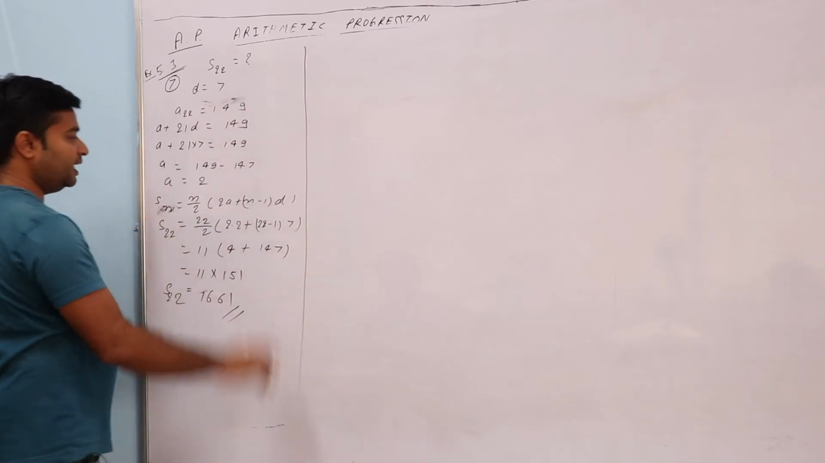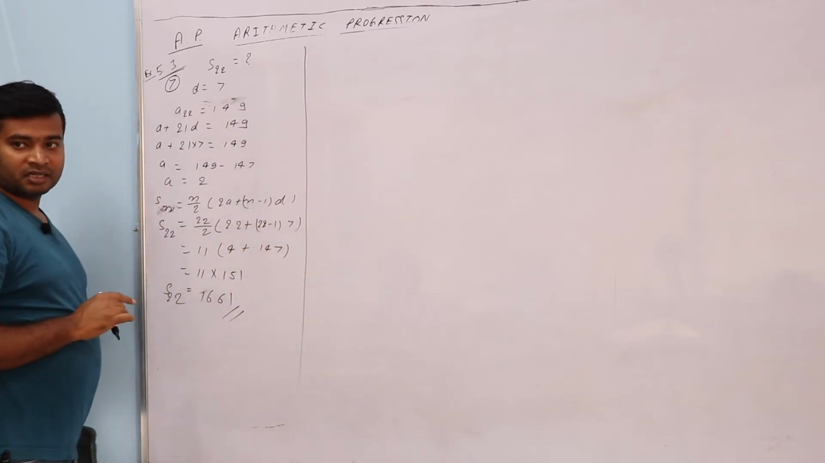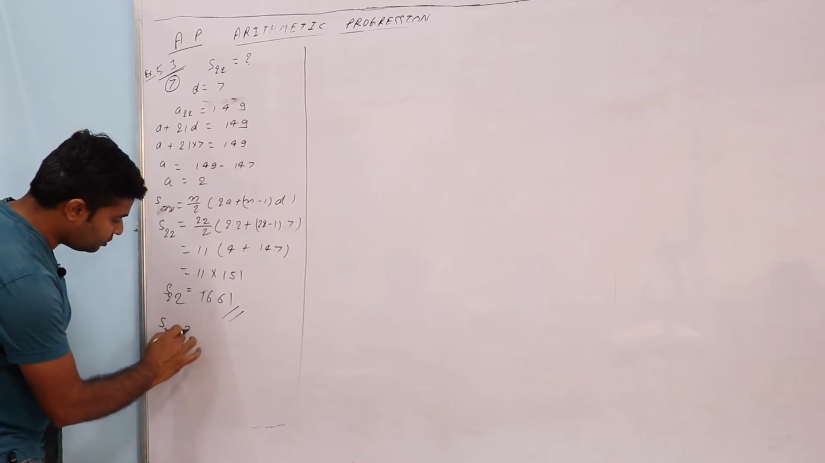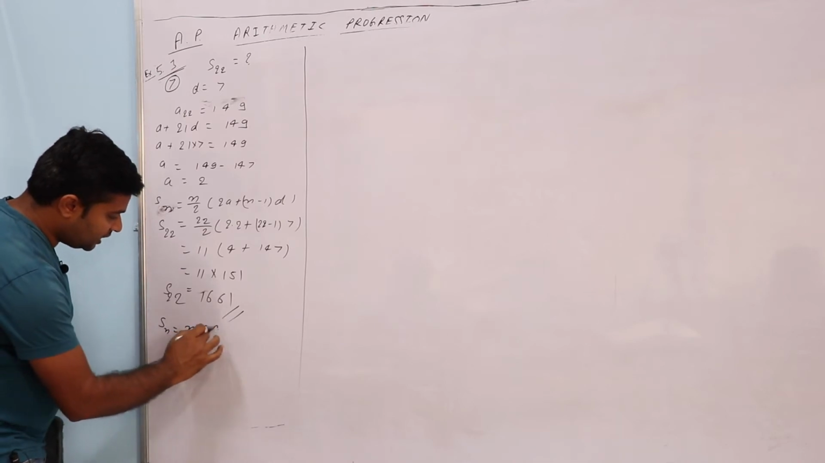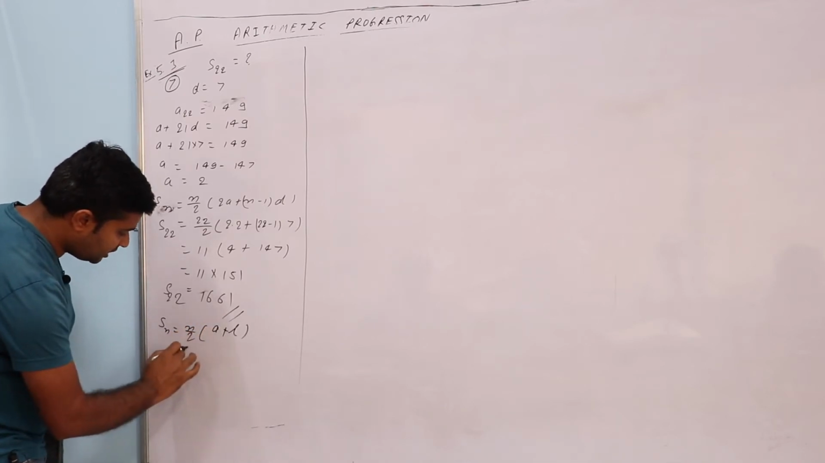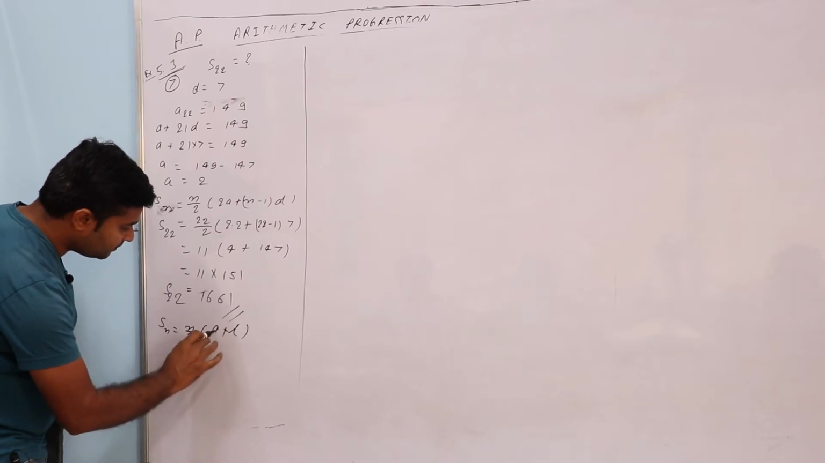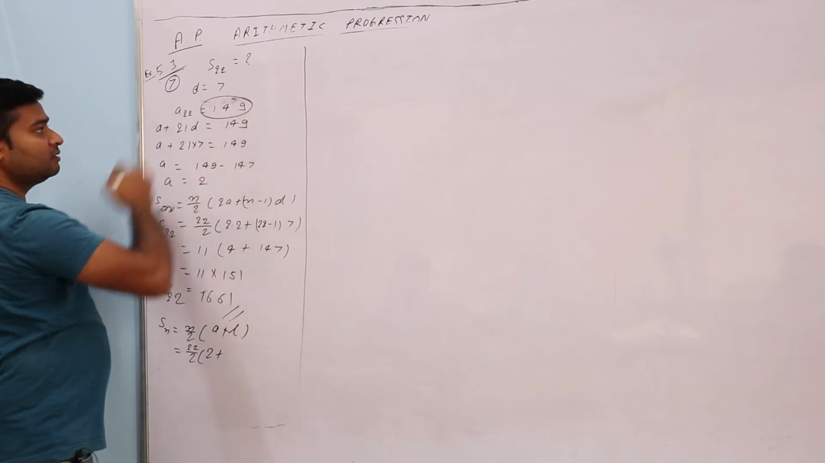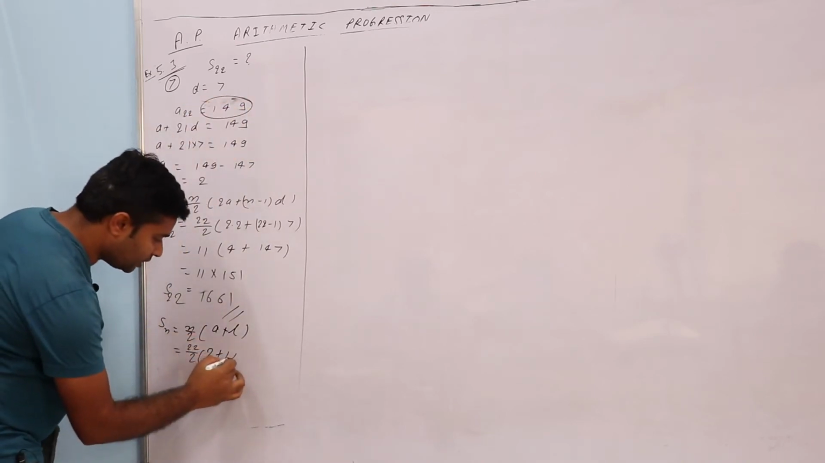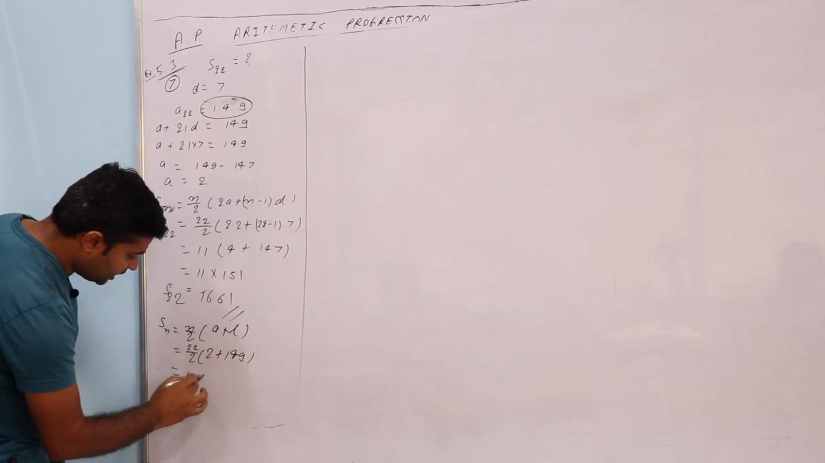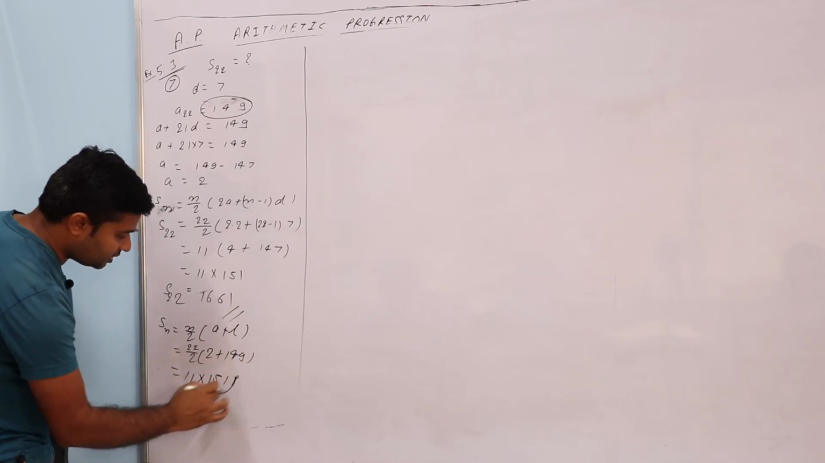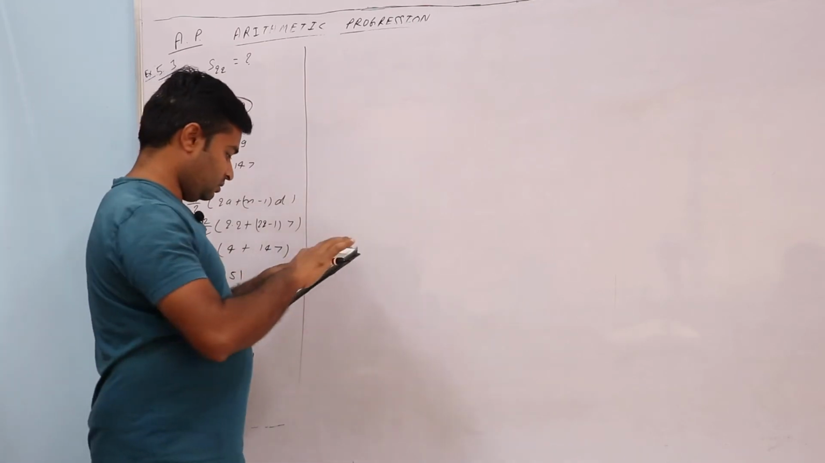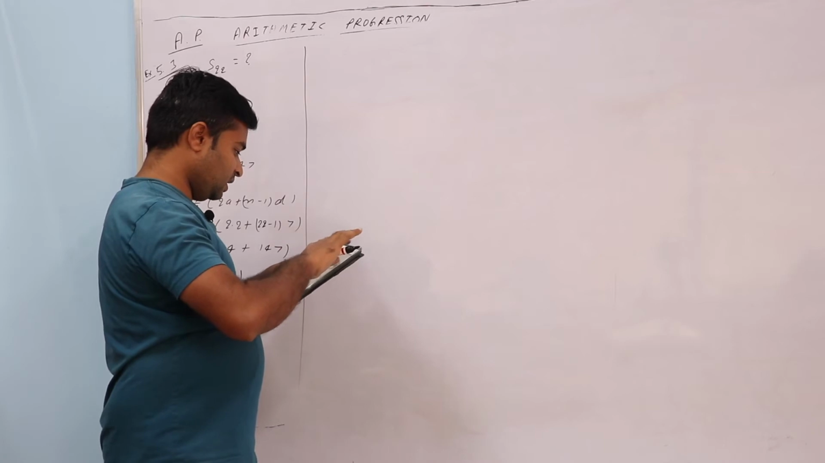So S22 will be 1661. Here, instead of using this formula, you can use the A plus L formula also. So Sn is equal to n by 2 into A plus L, means 22 by 2 into A is 2 plus L is how much? 149. 149, means 11 into 151. Yes or no? So you'll get the same answer.